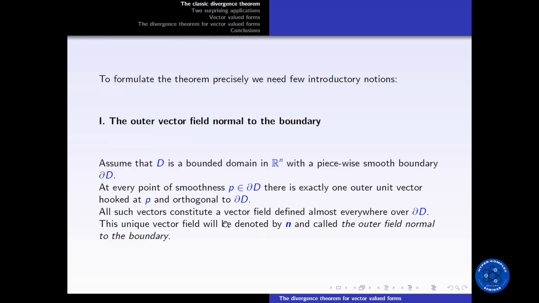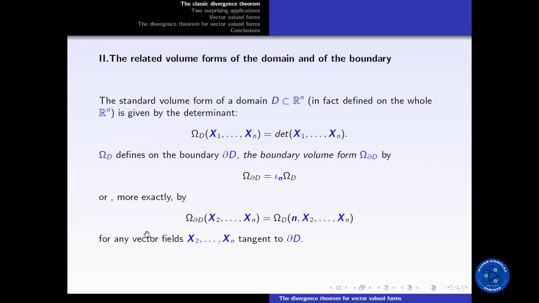All such vectors constitute a vector field defined almost everywhere on the boundary, and this unique vector field will be denoted by N. We will call it the outer field normal to the boundary. So this is our first notion.